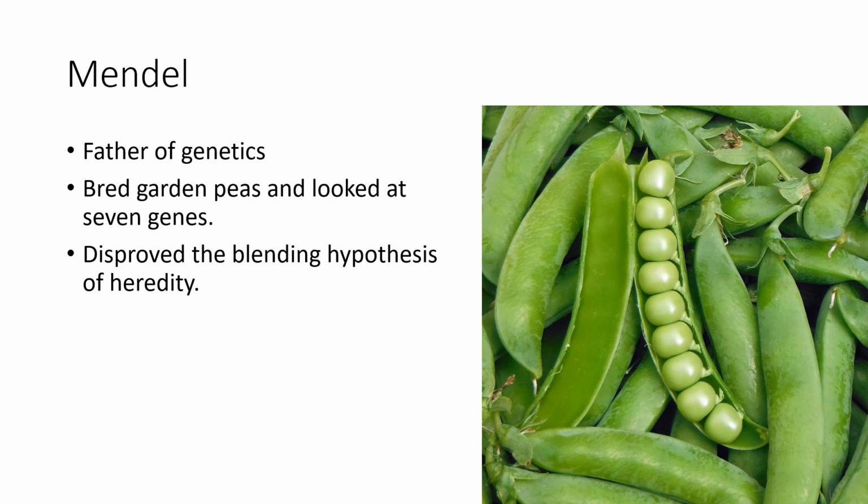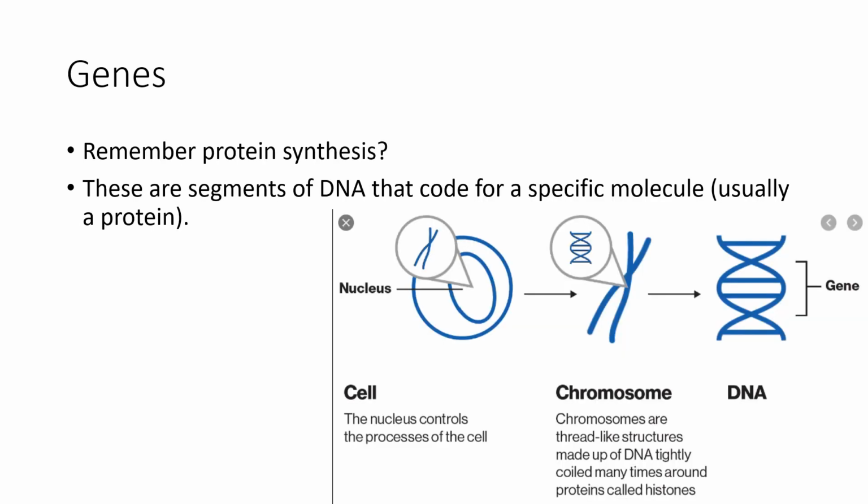The other issue is Mendel published all of his results in a fairly obscure journal, and it was hidden for decades before somebody rediscovered it. And it really helped everybody understand how traits did get passed down from one generation to the next.